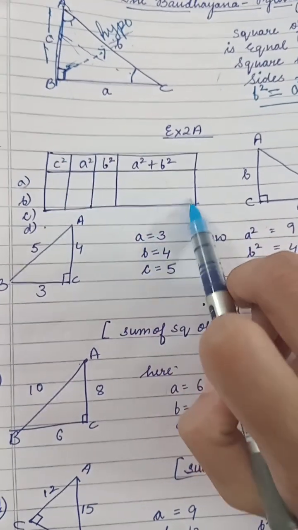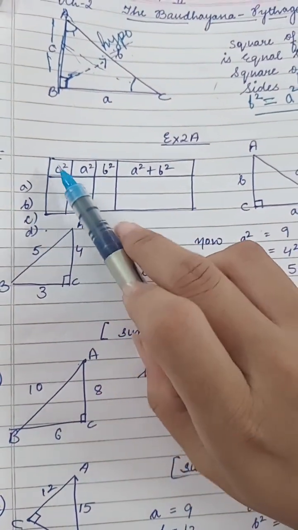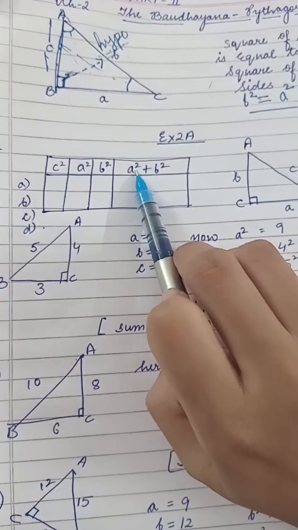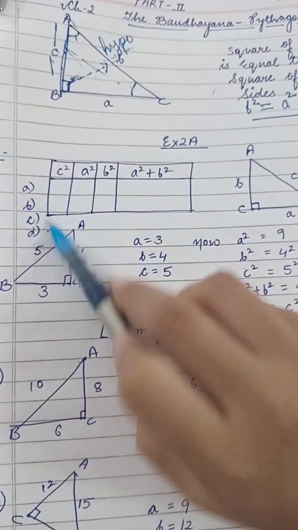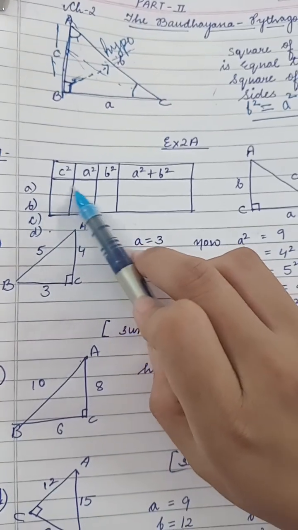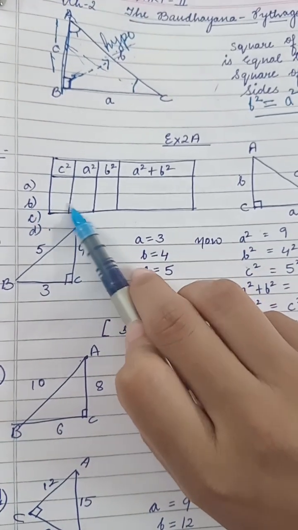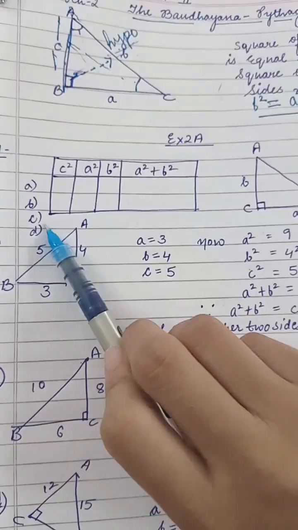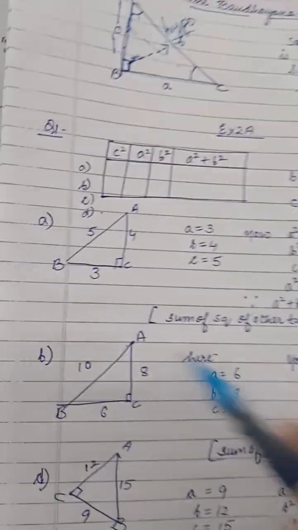So first you have to make the table in which C square, A square, B square, and A square plus B square. You have to write the value of all these, okay? And for all the parts, like this. In the first row A, second row will be the values of B part, C part, and D part. Now coming to the first A part.